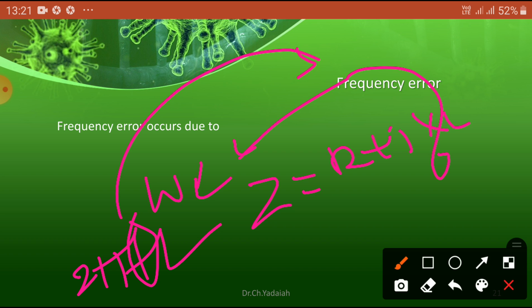Okay, if the frequency changes, omega L changes, and the impedance changes. That's the ohmic value; the ohmic value changes, sometimes increasing, sometimes decreasing corresponding to the change in frequency. That leads to error in the instrument.